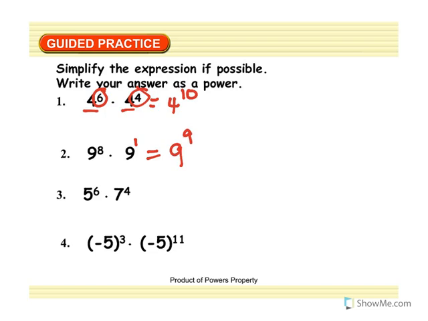For the next one, we can't do anything. Okay? It says simplify the expression if possible. So I was going to say not possible. We're going to say already in simplest form.